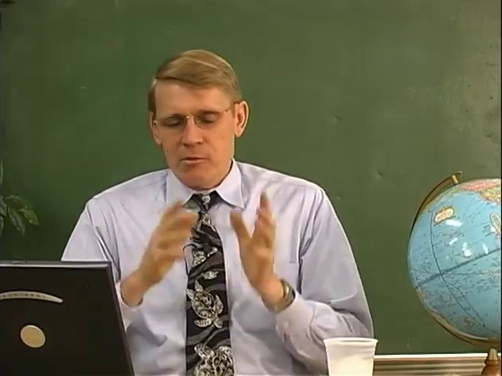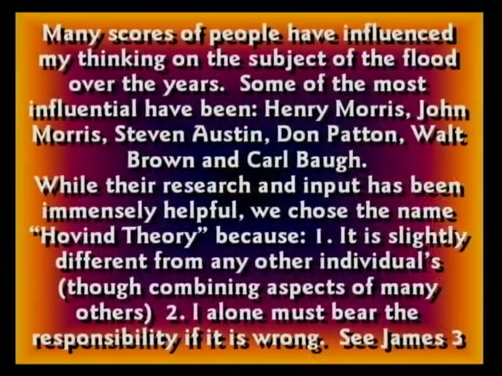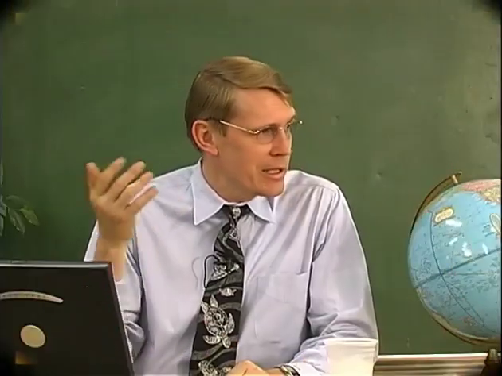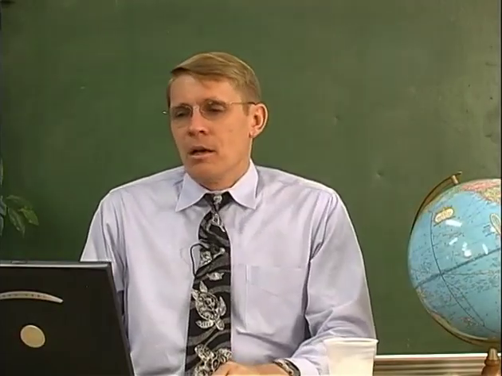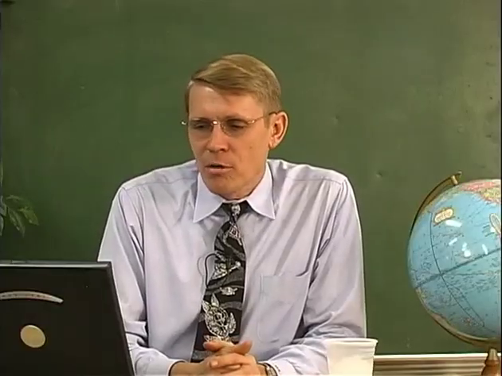And I've tried to put together what I think is a coherent theory, and I really like Walt Brown's, even though he disagrees with me on a couple things. I think his hydroplate theory is very logical, reasonable, well laid out. He doesn't explain a couple things, like the giant insects, which I think you have to have a canopy. I don't see another way to get giant insects. A lot of people have influenced this: John Morris, Henry Morris, Steve Austin, Don Patton, Walt Brown, Carl Baugh.